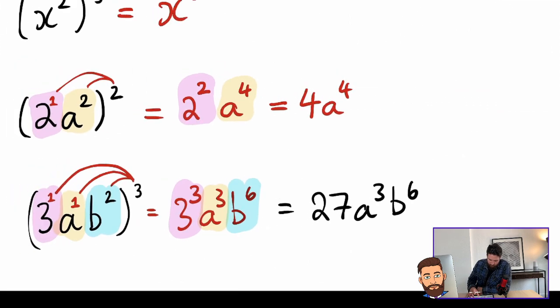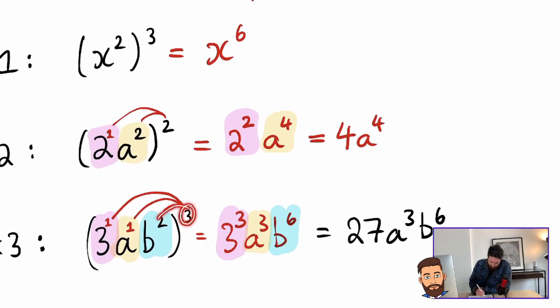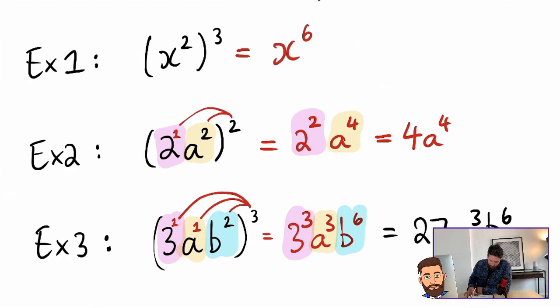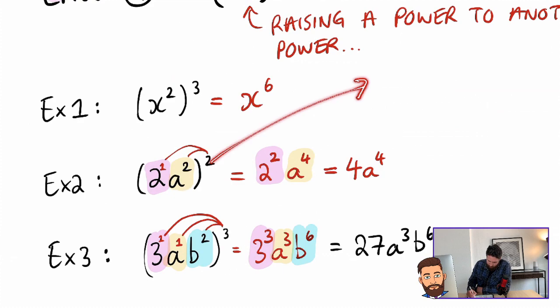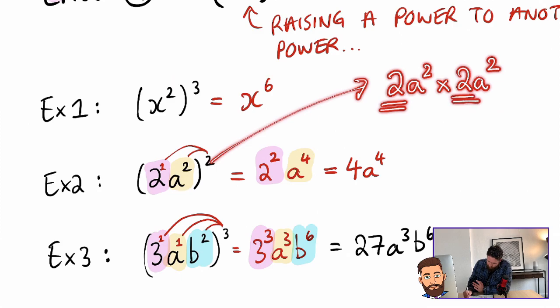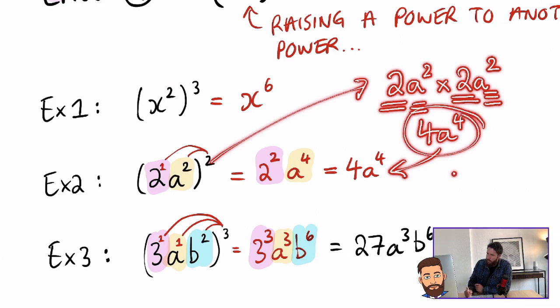So why does this work? Why do you have to distribute it across? Well, let's take example 2 as our case study. We focus on example 2. What does squared mean? Squared means times it by itself. So that technically means I need to do 2a^2 times by itself, 2a^2. And if you think back to example 1 on law 2 where we multiply, we can do 2 times 2, which is 4, and then a^2 times by a^2, add the powers, a^4. So that is why you have to distribute it across.